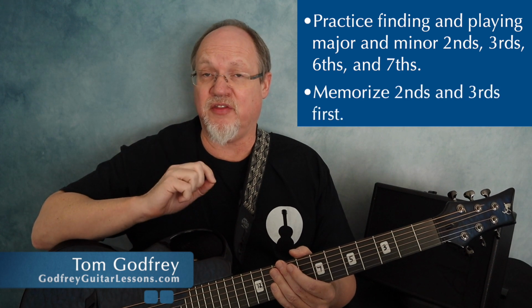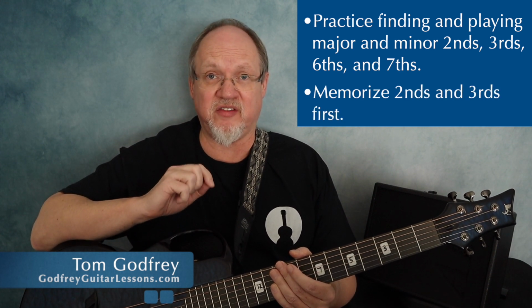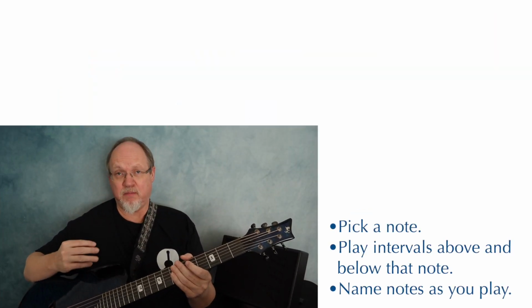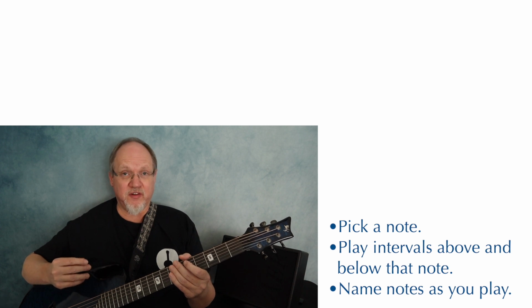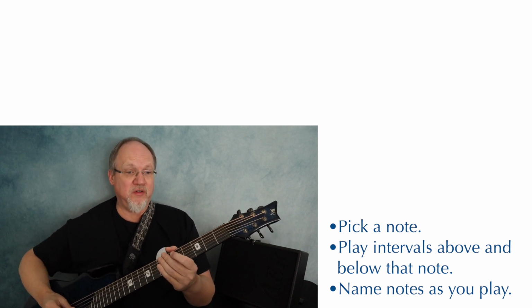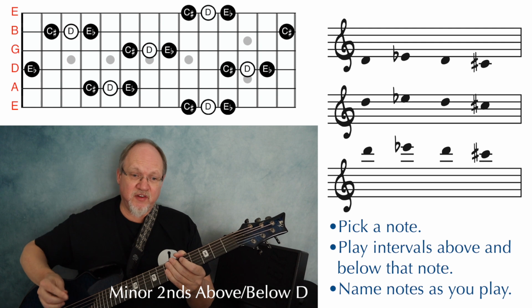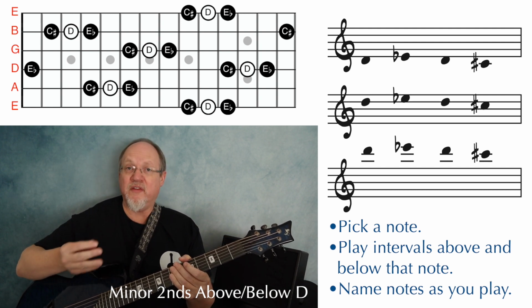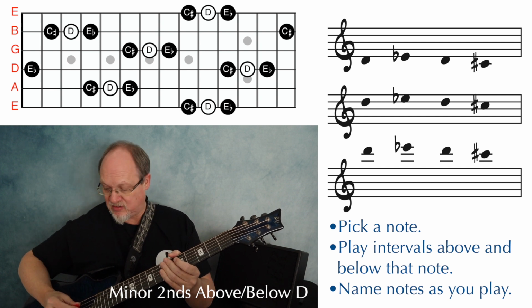Your assignment for this module is to practice finding and playing minor and major seconds, thirds, sixths, and sevenths on the fretboard. You're going to see those seconds and thirds way more often than you're going to see sixths and sevenths, so I recommend memorizing the seconds and thirds first. One way you could practice these intervals is to pick a note and find your intervals from there. So let's say we pick the note D. You're going to find each D on the fretboard and play a minor second above and a minor second below on the same string and in between strings.